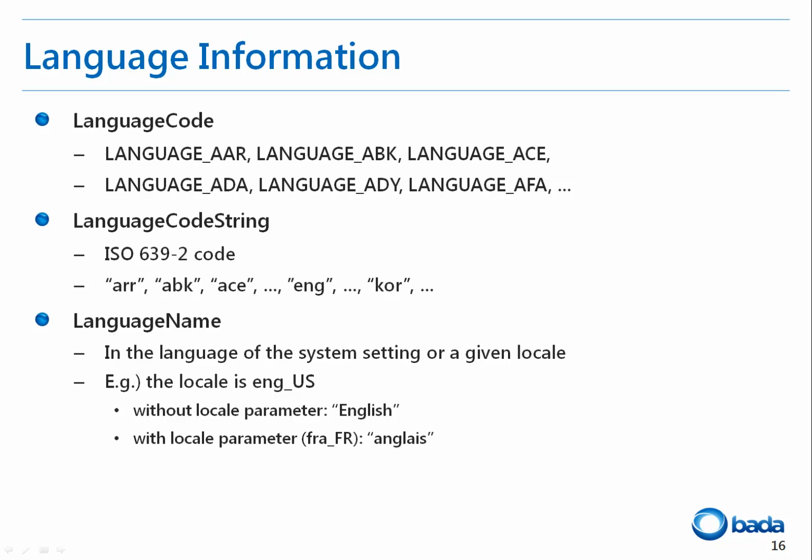A language name string can be retrieved from the locale class using either the current locale or a specified locale. If you request a language name without specifying a locale, the string will be returned in the currently selected locale. However, for example, if you request the language name specifying the French locale, even if the current locale is English, the French string anglais will be returned.